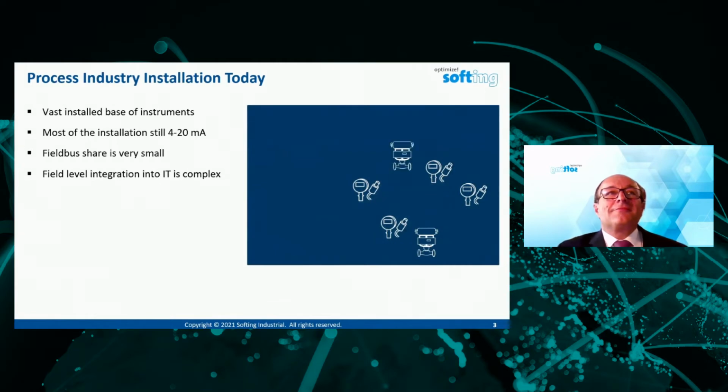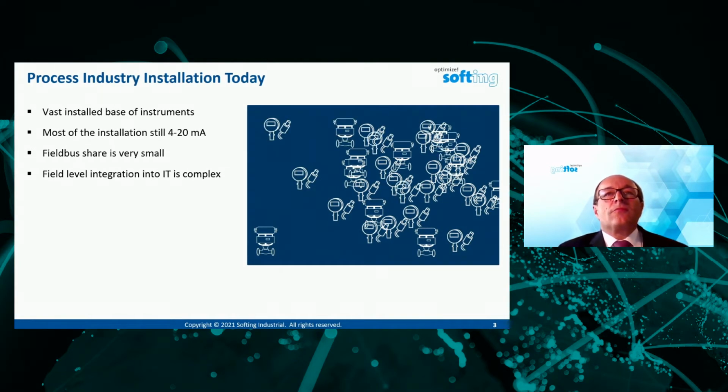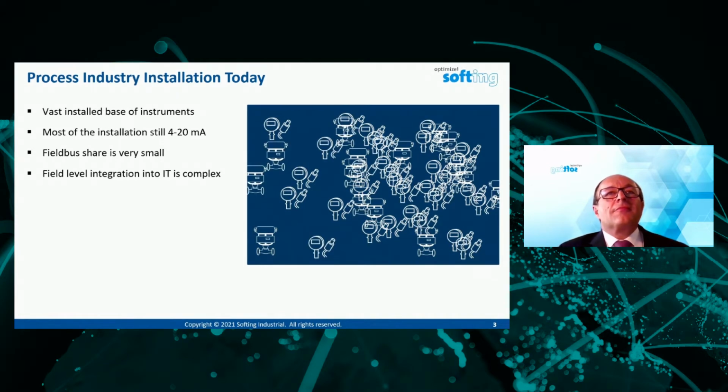When we have a look at process industry today, there are tens of millions of devices installed and millions added each year, ranging from simple sensors to complex analytic instruments. Most of these devices still use 4 to 20 milliamps technology, maybe enriched by digital point-to-point communication using HART. Even with the advent of digital buses 25 years ago, this didn't change much.